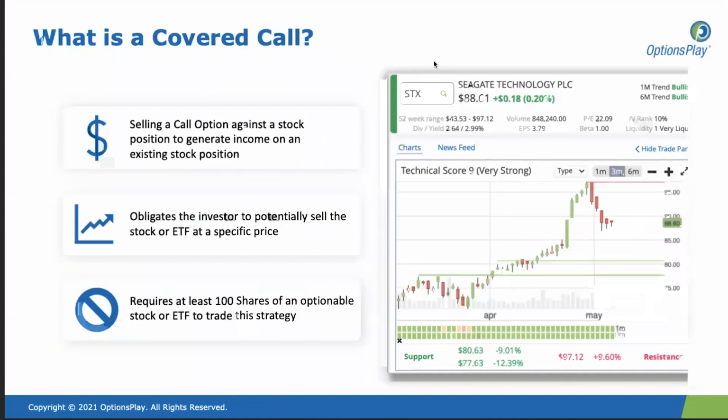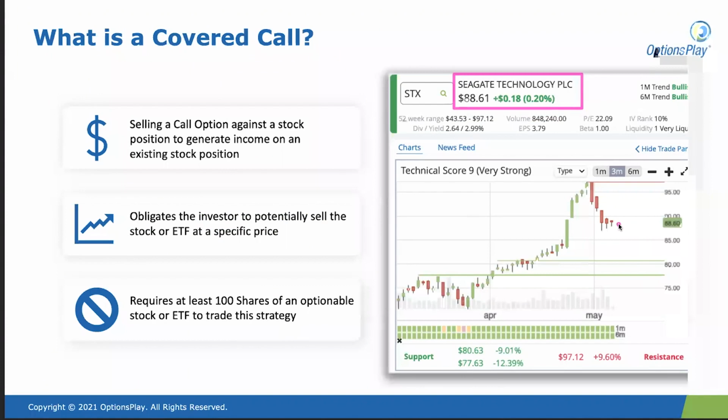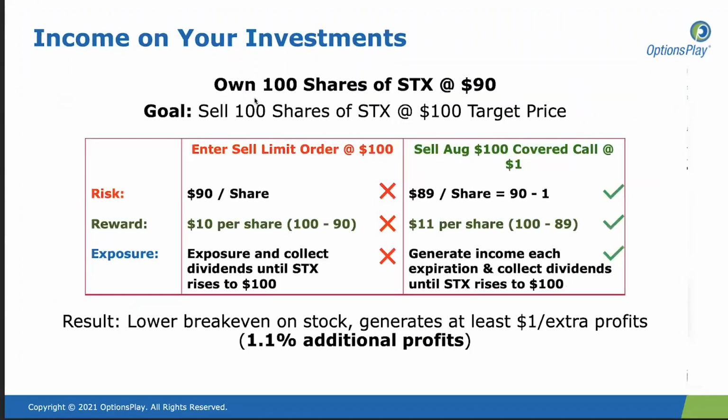So let's first start. Let's look at Seagate Technologies, right? It doesn't really matter what stock we look at. This is just for an example. The stock is currently around $88.60 or so. Maybe you own the stock because you think the stock is going to go higher, right? So let's say I currently own 100 shares of Seagate Technologies. I own it at $90, and let's say I have a target price of $100. So I own it at 90, I think the stock is going to rise to 100, and I would like to take profits when the stock rallies to my $100 target.